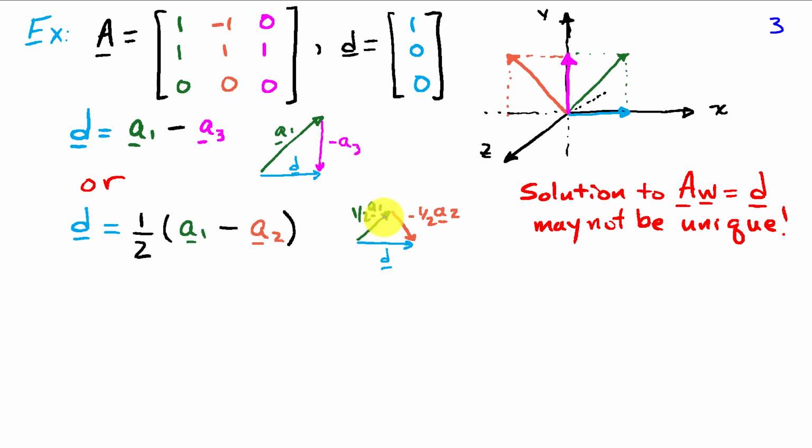If I take 1/2 a1, that's this shorter vector in green here, and if I subtract a2, the vector in orange, I also get d. So I have two different ways of combining the columns of A to get my desired answer, d. And therefore, the solution to Aw equals d may not be unique.